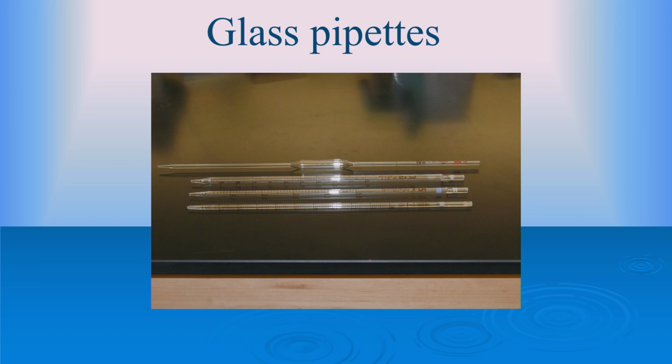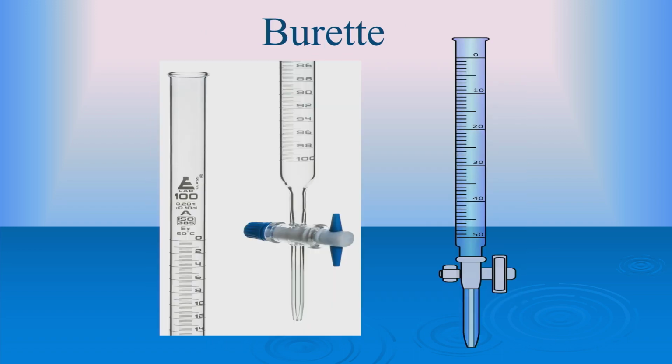The glass pipette delivers an exact volume. Most common pipettes are of volume 10 milliliters, 20 milliliters, and 25 milliliters. The burette delivers a fixed volume of a liquid by opening the tap.